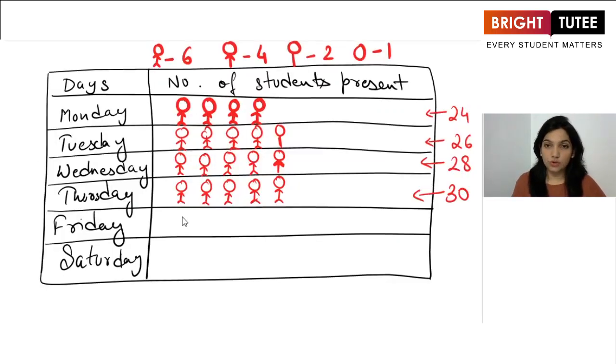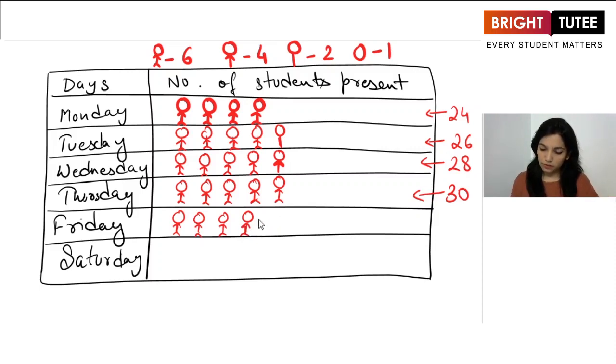Then comes the next one, that is 29. So let us draw here 1, 2, 3, 4. So far we have drawn for 24 students, right? So we need 29. So let us draw, this is 24.